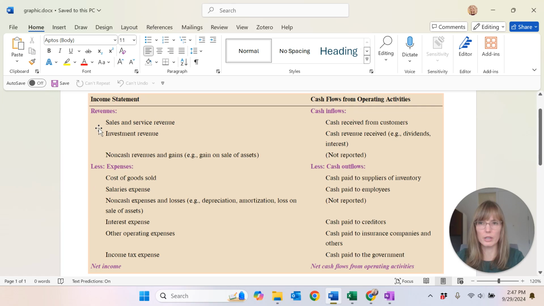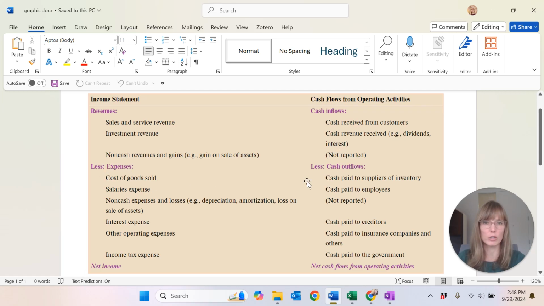Here's the income statement on the left-hand side where we have our revenues, and then we add gains and losses, and then we have our expenses. What we said is that typically all the items from the income statement are going to be somewhere on that statement of cash flows. If we had the direct method, we would have cash received from customers, revenue received, dividend and interest revenue. A non-cash gain, a gain on the sale of a building, is not going to be reported. We're going to get cash from a sale, but if it's a building or equipment, it's going to go in the investing section.